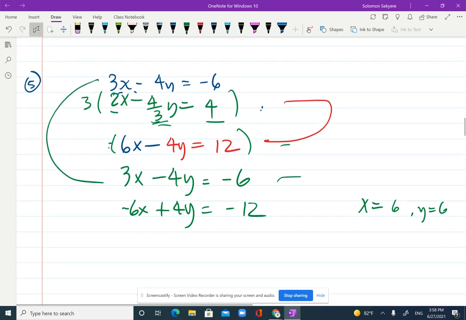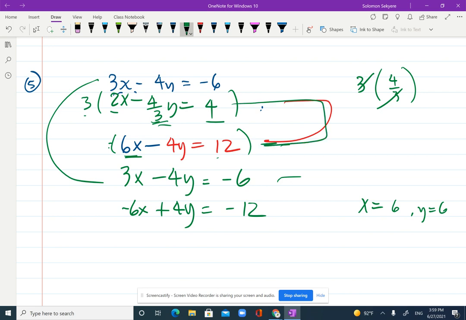When we do that, what do we get? 3 times 2x will be what? 6x, right? And then 3 times this 4 over 3, what happens? We get 4y, the 3 goes away, and then 3 times 4 is 12. So we have converted this portion here to that. And of course, this is still 3x minus 4y equals 6.